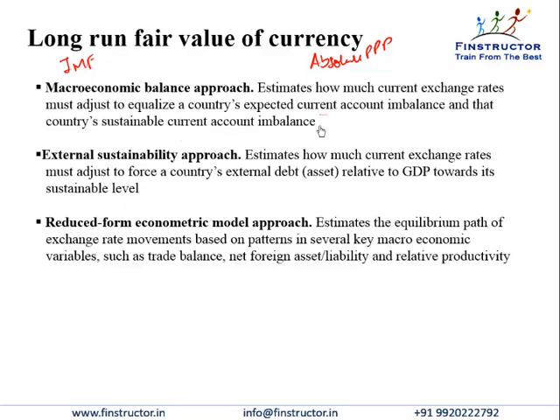So let's say our current account deficit currently is 5% of the GDP, whereas the sustainable level is 3% of the GDP. What we'll try to estimate is what kind of currency movement is needed so as to make this 5% of the GDP 3% of the GDP.